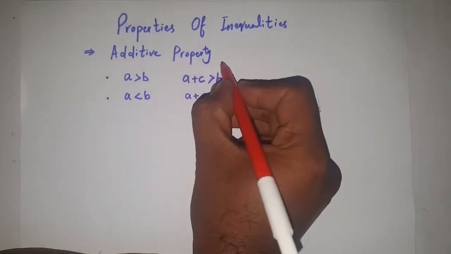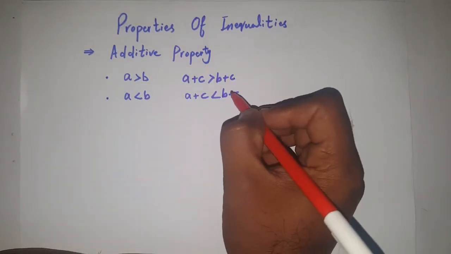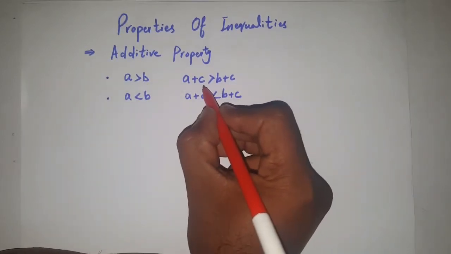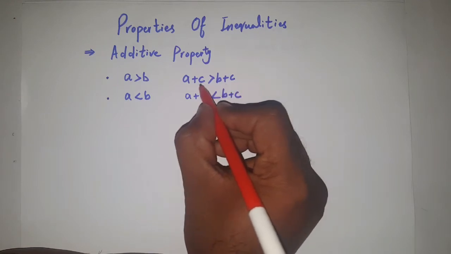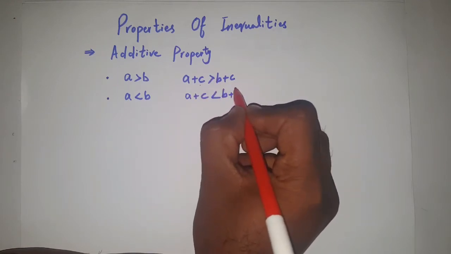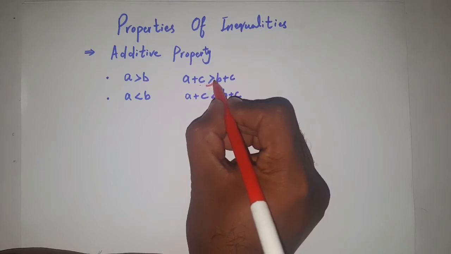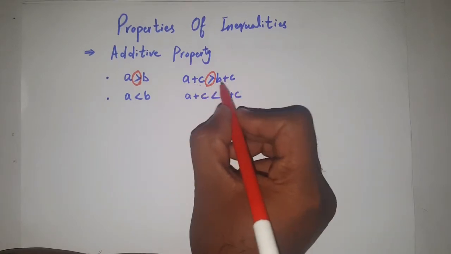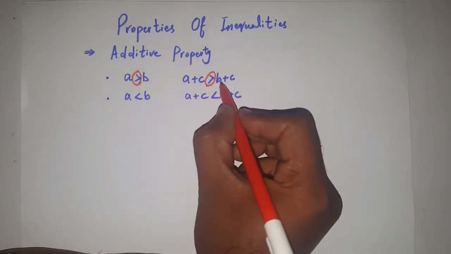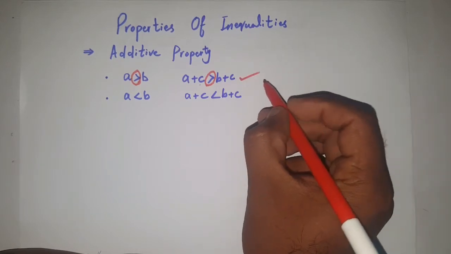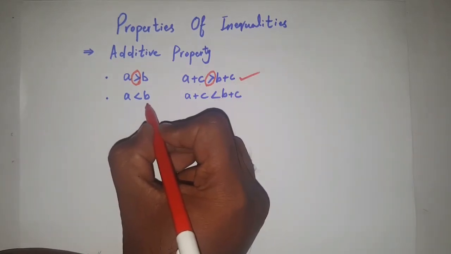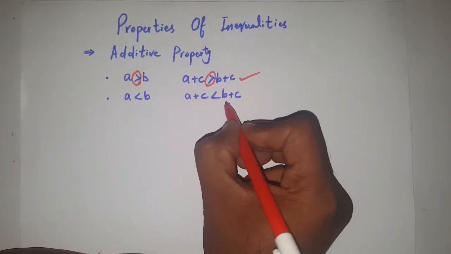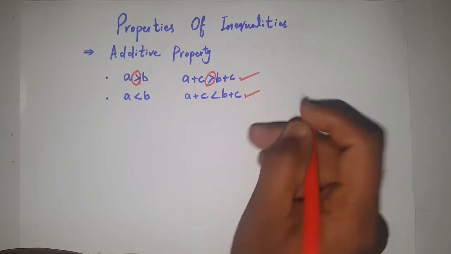additive property. This property says that if A is greater than B and we add a number C on both sides, then A plus C is greater than B plus C. The inequality still holds. If we add the same number on both sides of an inequality, then the inequality is still true. Similarly, if A is less than B and we add a number C on both sides, then A plus C is less than B plus C. Here the inequality still holds.